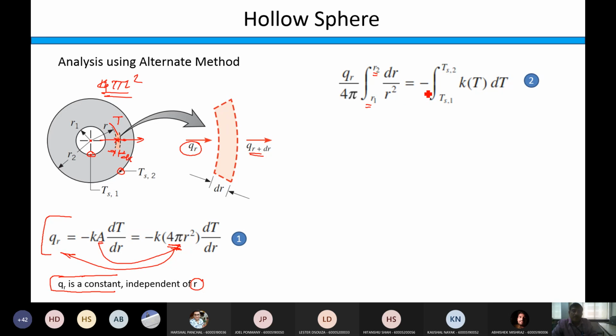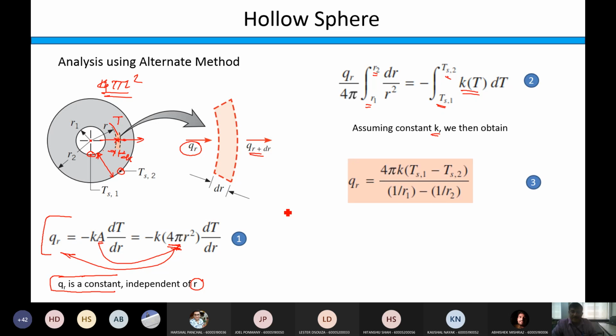dr upon r square must be equal to minus k, considered as a variable of temperature T, so it is kept inside the integral: k dT. And the limits are Ts1 to Ts2, right from the inner face to the outer face. So I am using the integral for this entire range, instead of up to radius r, because I know the limits. Now if I assume that k is constant, not varying with temperature, this k can be taken outside the integral. And this is how you can write the final expression for the rate of heat transfer.